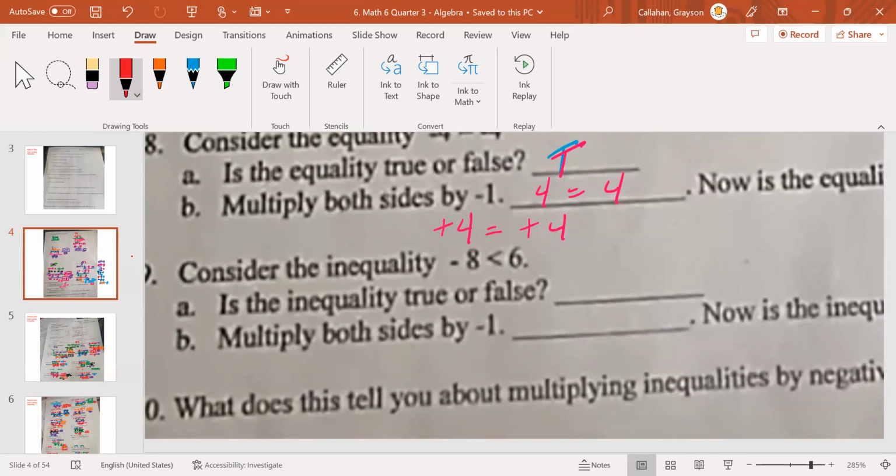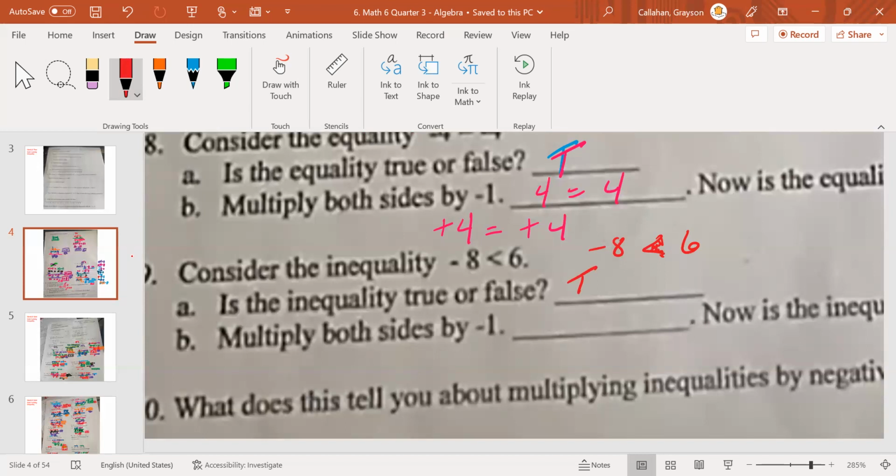It is true. 6 is bigger, right? Because it's saying negative 8 is smaller than 6. This is eating the bigger number. If this is eating the bigger number, then it's true, right? If it's eating the smaller number, then it's not true, because it wants to eat the bigger number. So, true.